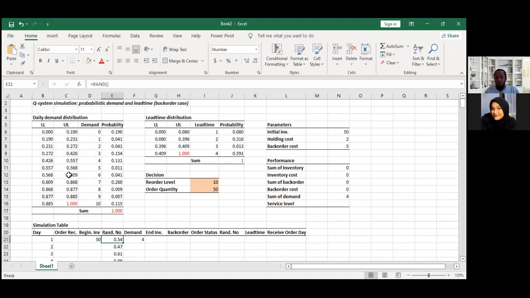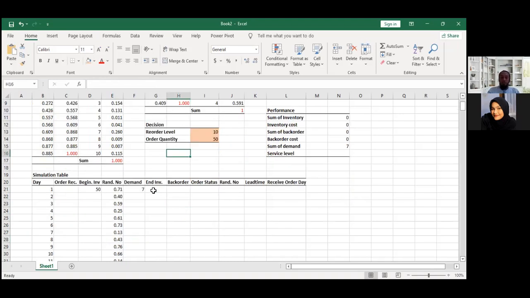We can check from here. 0.54 falls in this interval, so the demand must be 4. Here we have 4, so it's correct. Then after that, we can copy down.